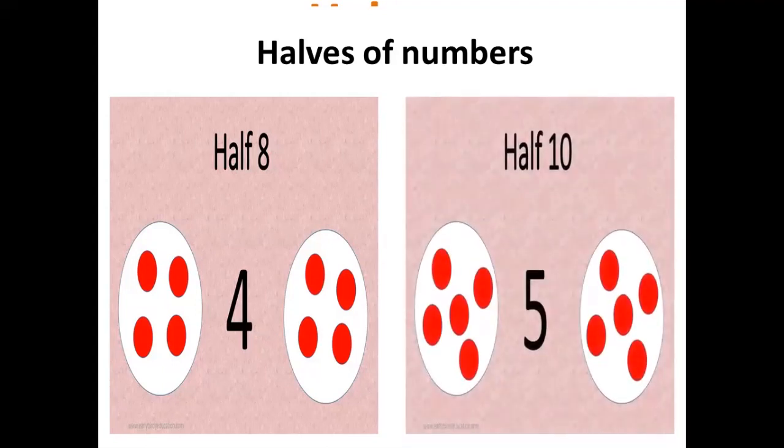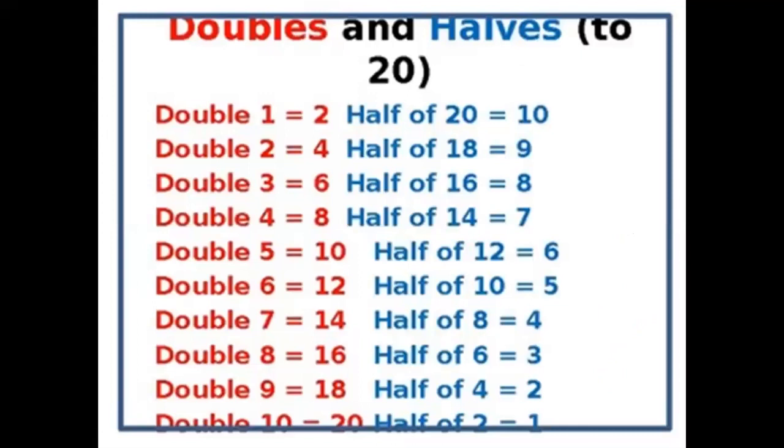The last one here, half of 10. Half of 10 is 5. When I divide 10 into two equal parts, each part will have 5 dots. So half of 10 is 5. Here we have a picture that has the doubles and halves of numbers, okay? He completes here till 20, okay?